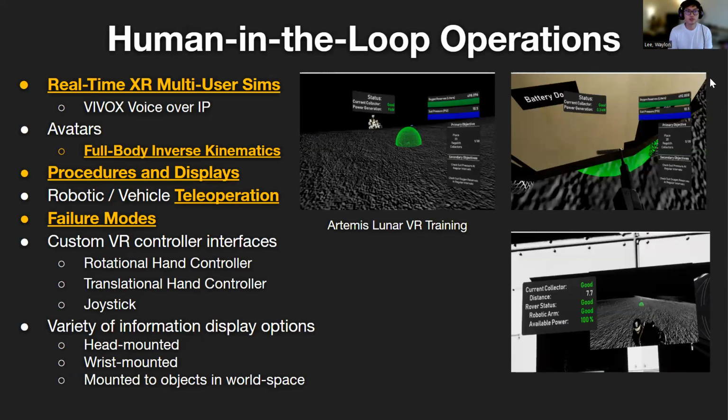Within Space Teams Pro, you have the ability to work in human-in-the-loop operations. We feel as though this is good to point out because you can have multiple people inside of a simulation, inside of VR, running a surface operations or an Artemis lunar VR training, as you can see inside these screenshots to the right. You can have your avatar inside of there, so you can look around and have your own spacesuit inside of these simulations. We have the ability to use full body inverse kinematics. You can have procedures displays, robotic vehicle teleoperation, failure modes within those, and we have a whole suite of custom VR control interfaces available to the users of Space Teams Pro.